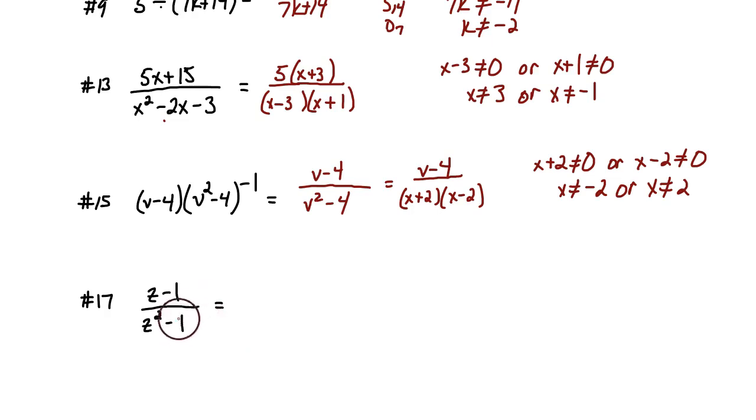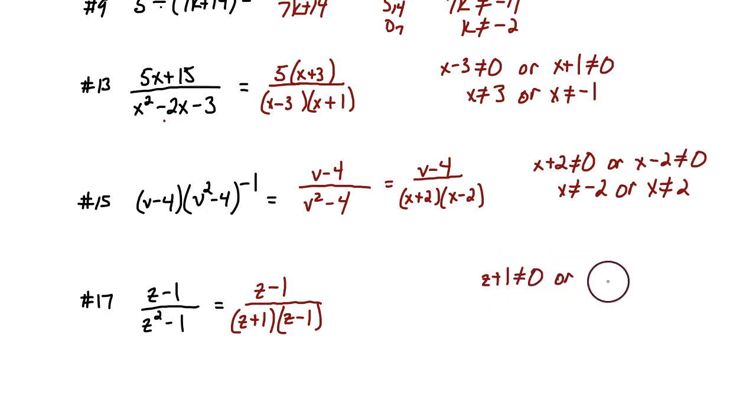Number 17, let's factor the denominator. It is a difference of squares. So we have our z minus 1 on top, and then in the denominator, z plus 1 times z minus 1. There is a like factor, top and bottom, which will cancel away with slash marks. Before we do that, let's take those factors and figure out our restricted values for z. The z plus 1 cannot be 0, and the z minus 1 cannot be 0.